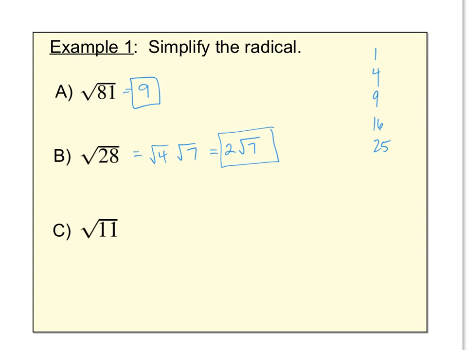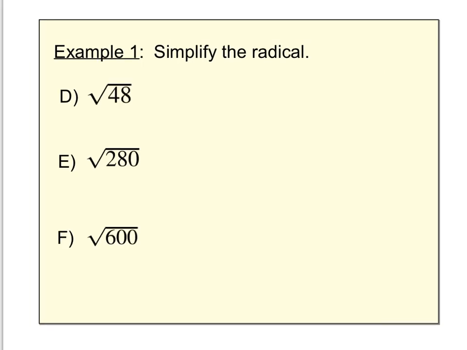Think about square root of 11. Do any of the perfect squares divide into root 11 or into 11? I would say no. 11 is a prime number, and so this cannot be simplified any further. We would just leave it square root 11. Let's try a couple more.